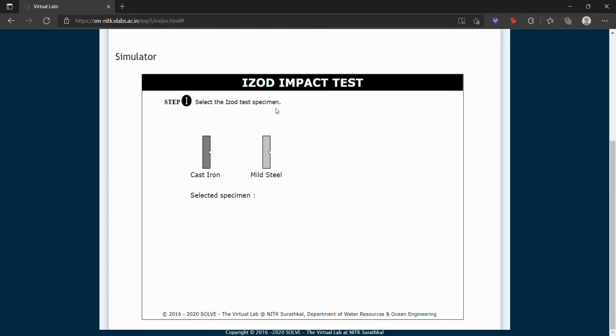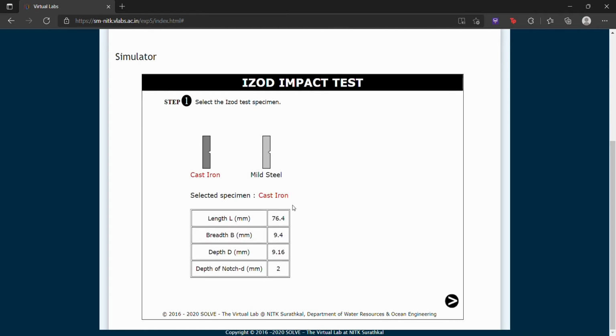Step 1. Select the Izod test specimen. For cast iron, the length is 76.4 mm, the breadth is 9.4 mm, the depth is 9.16 mm, and lastly, the depth of the notch is 2 mm.